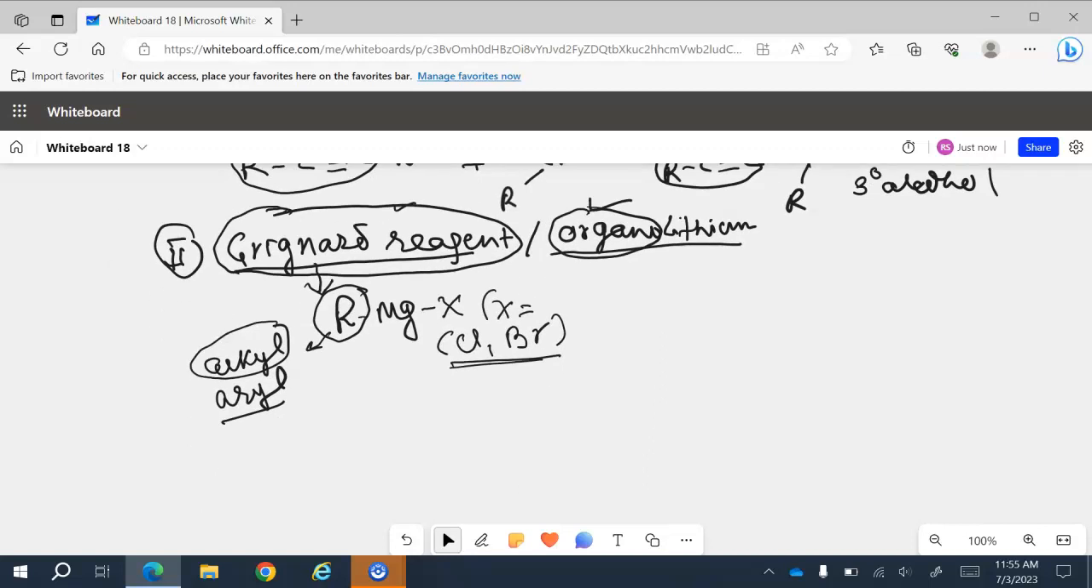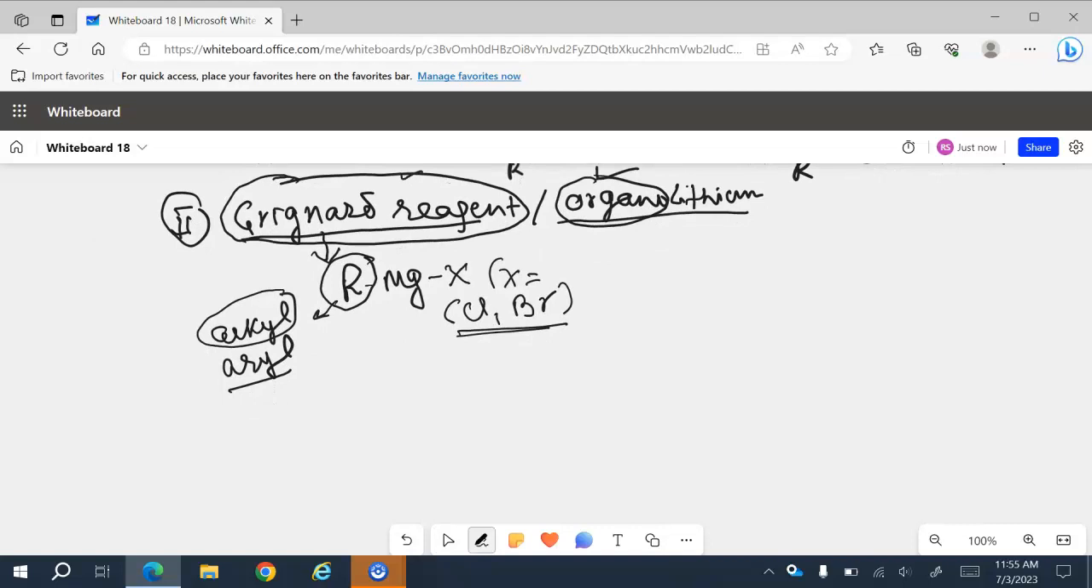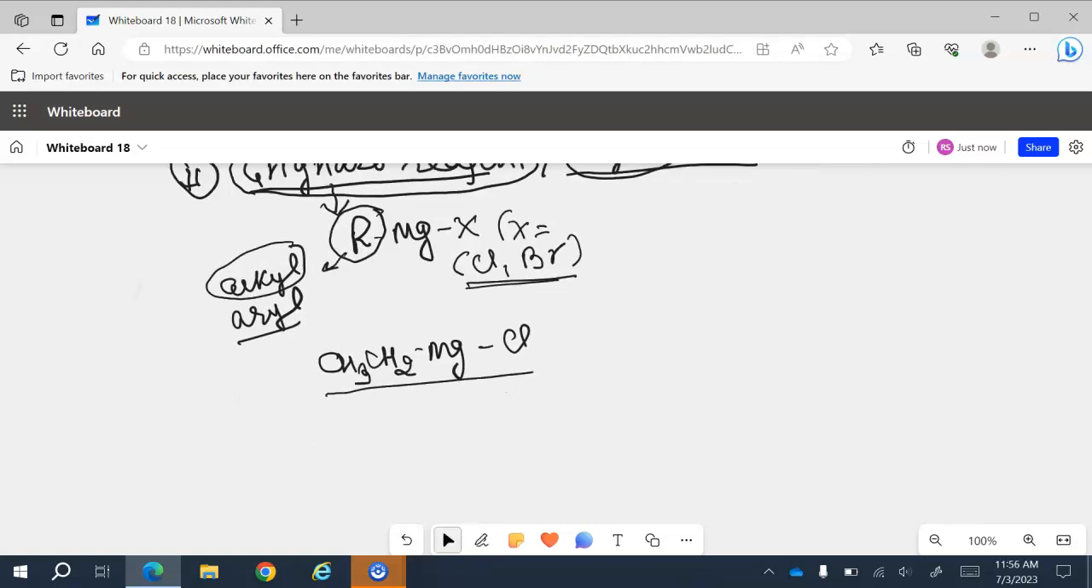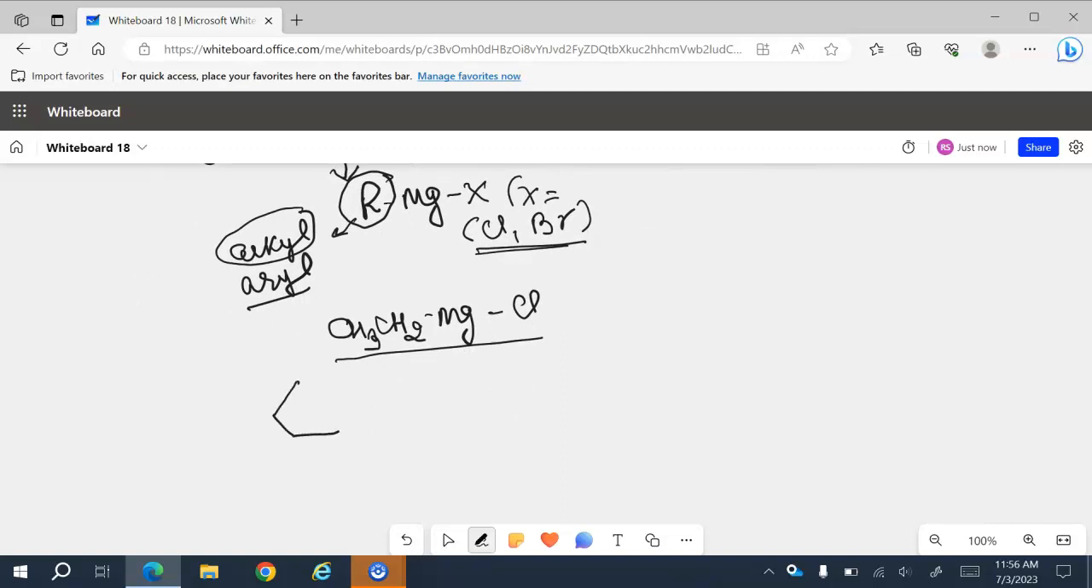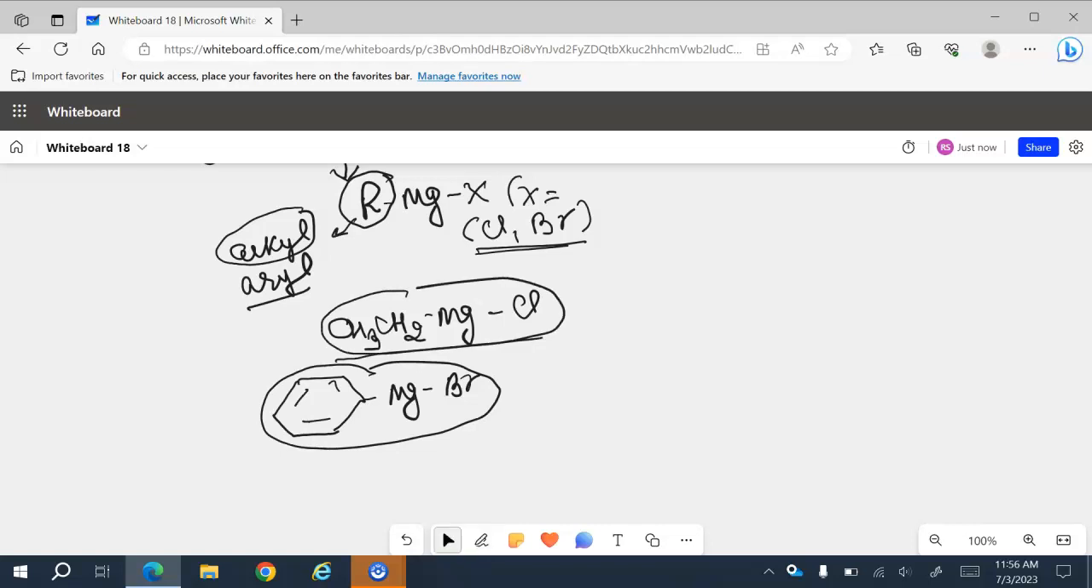For example, the R group can be CH3CH2, the ethyl group, which is attached to magnesium, and X can be, let's say, chlorine. So ethyl magnesium chloride, this is one example of Grignard reagent. Or we can use the R group as, for example, a benzene ring, which is attached to magnesium and bromine. Instead of chlorine, we can use bromine. So this is another example of Grignard reagent.